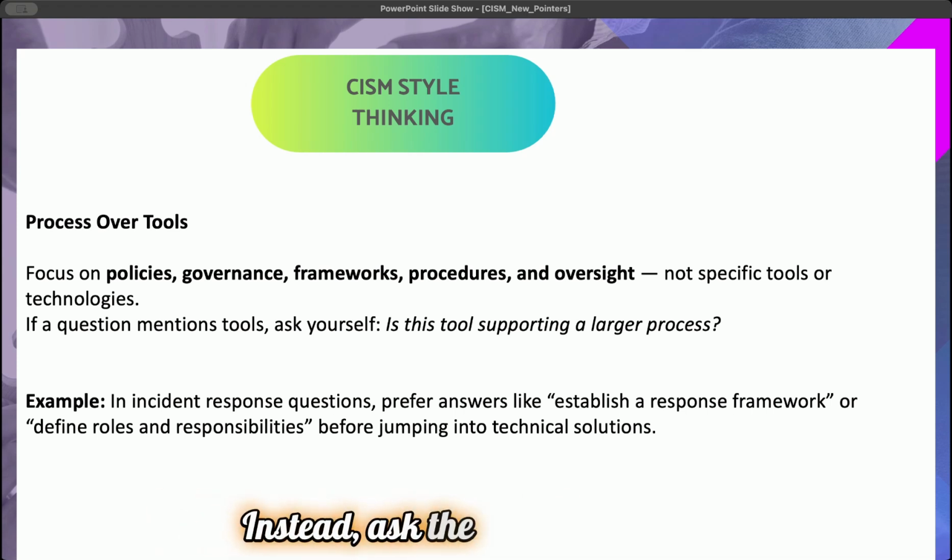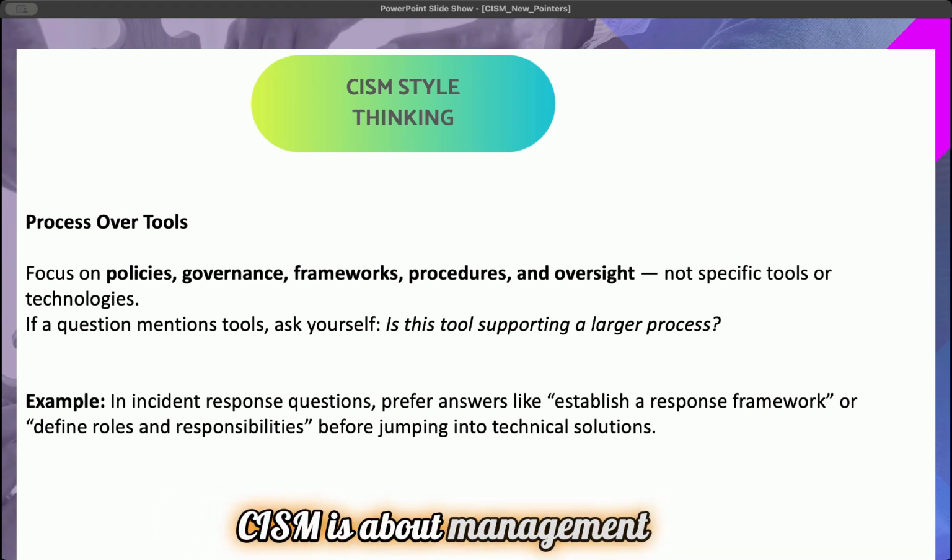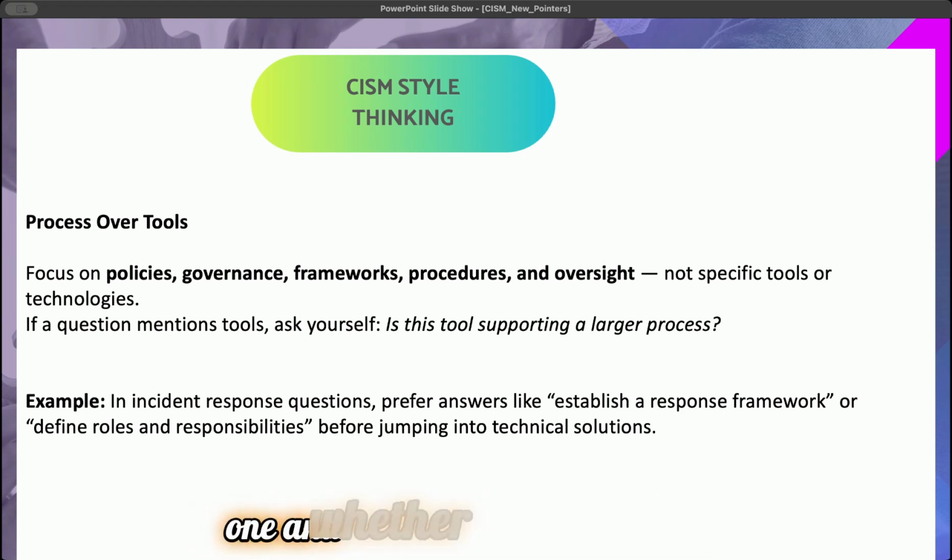Instead, ask the question: is this part of a defined policy or a control framework? Has a risk assessment justified its use? Is the process around the tool established and monitored? Why is this important for the CISM exam? CISM is about management level decisions, not technical implementation. So CISSP might test how a firewall works, but CISM tests why and when you use one and whether it supports a defined process like access control policy, incident response policy, regulatory compliance, etc.